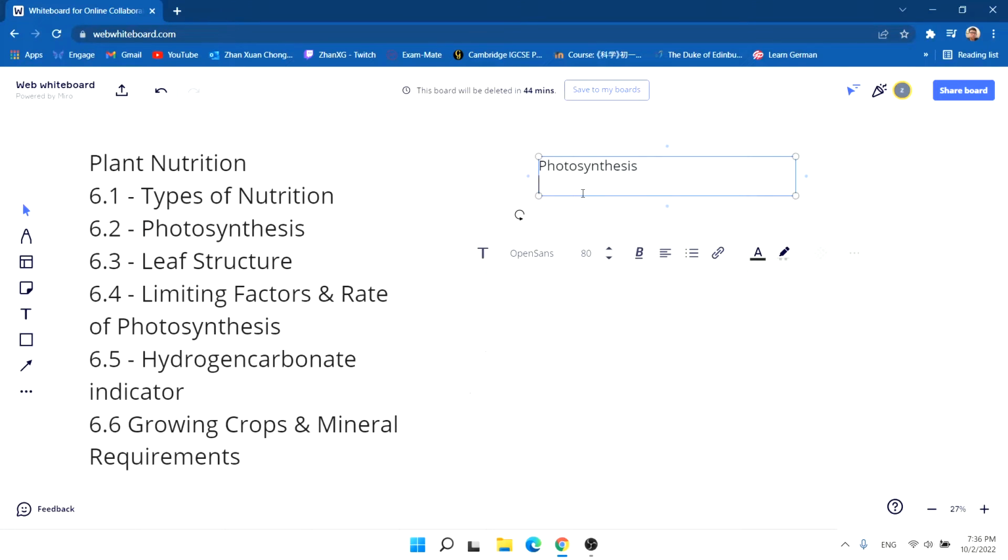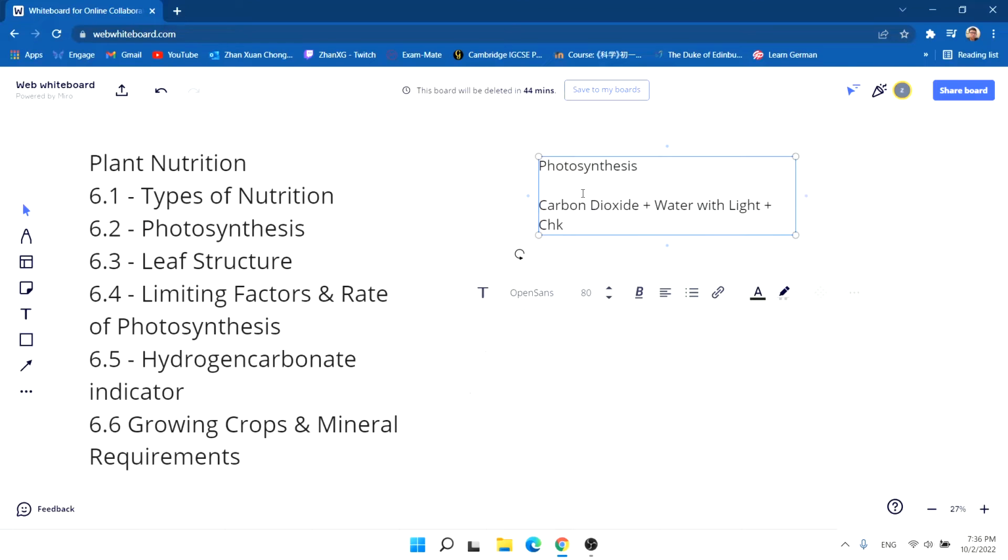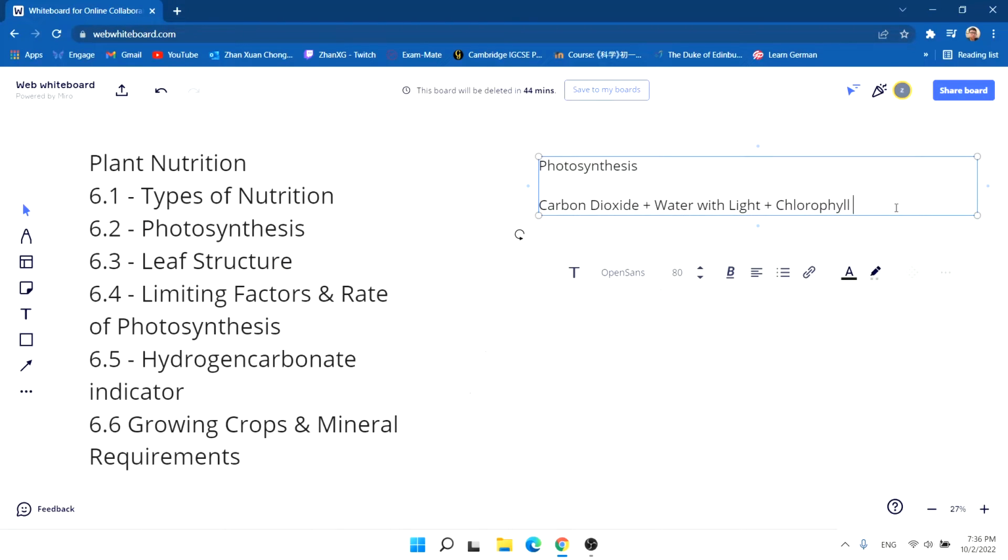So we all know that photosynthesis basically means green plants making their own food. We humans get food by eating, so we all know the equation for photosynthesis is carbon dioxide plus water, with light and chlorophyll, to give us the products, which are glucose plus oxygen.